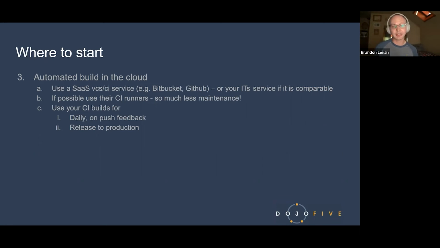Yeah, so we really are huge advocates of doing your automated build in the cloud, meaning take what you've got in your repository, probably Git, and most people are using Git, I think. If you're not, there are other options out there, but Git is kind of the main one. And use a software as a service for your version control and your CI, like Bitbucket or GitHub. Or some people have internal IT that offer services that are comparable.